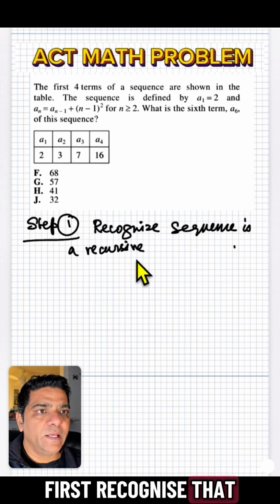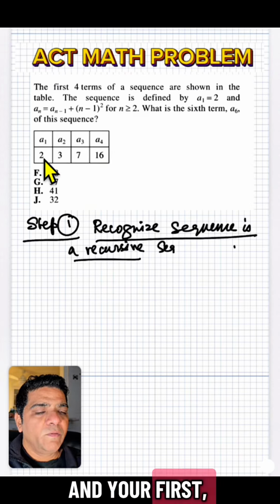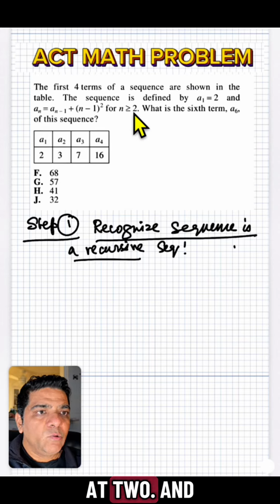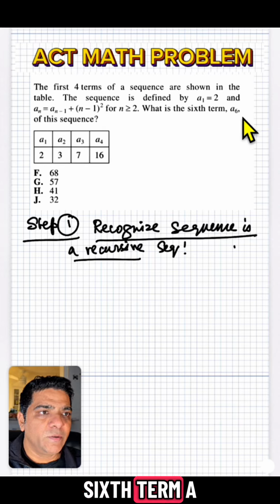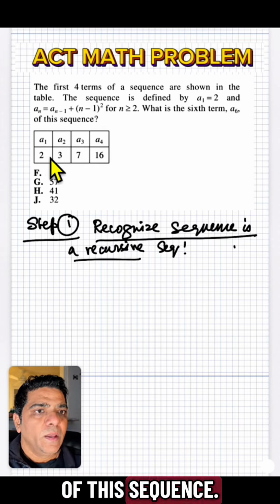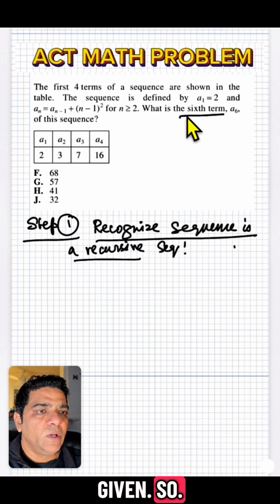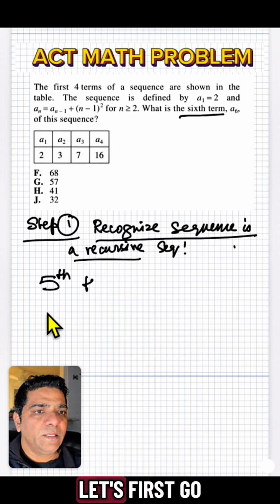So we want to first recognize that this is a recursive sequence, and your first n is starting at 2. We need to find the sixth term, a sub 6, of this sequence. All right, so we have all of these given. In order to get to the sixth term, let's first go to the fifth term.